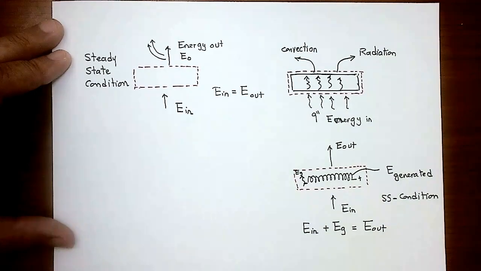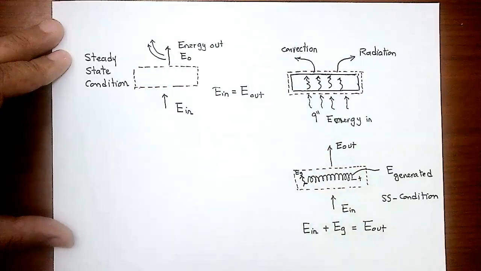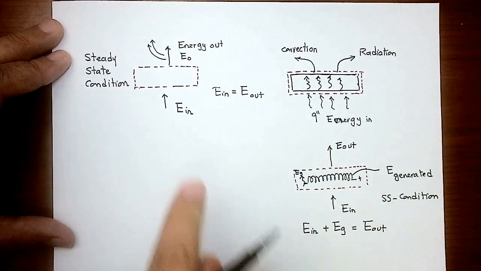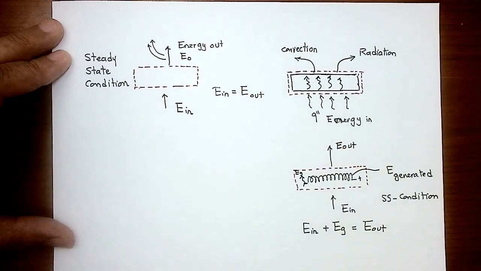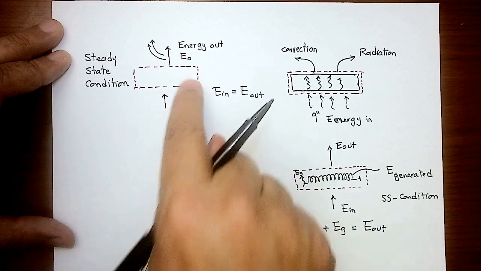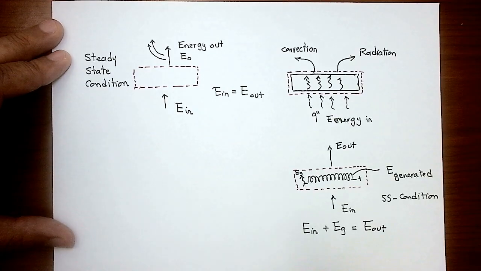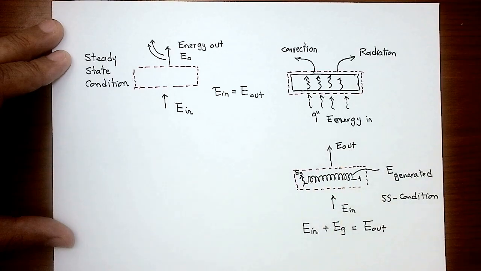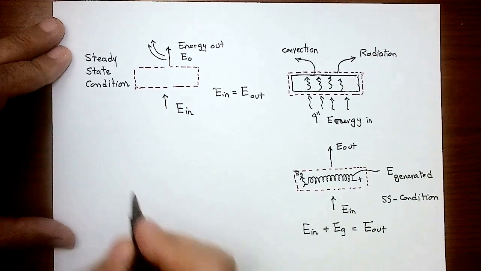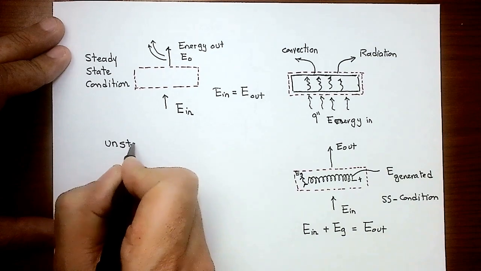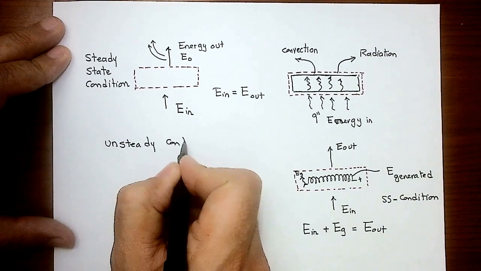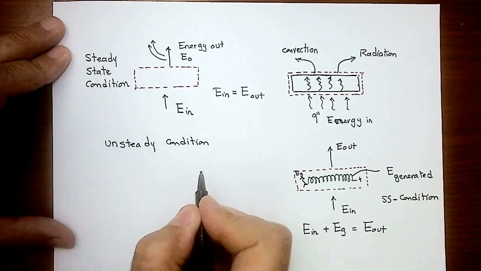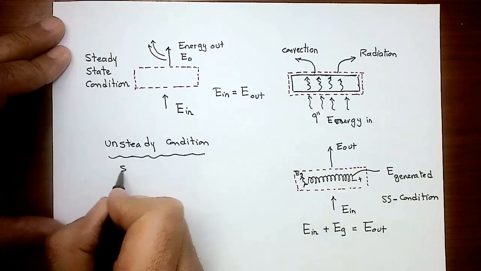What if the steady state condition is not satisfied? If the steady state condition is not satisfied, the inlet and the outlet will not be equal. So there may be more energy in than energy out. So where is that difference going to go? It's going to be stored inside that body. Maybe the summation of the energy in and the energy generated is much more than the energy going out. Where is that difference going to go? It's going to be stored there. So when you break down the steady state condition, you go under unsteady condition. Now we're going to see a new term show up called stored energy.